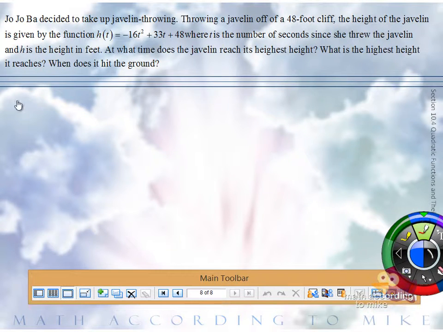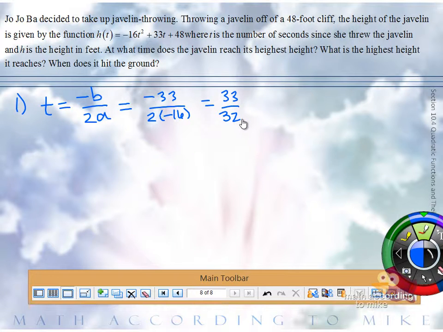Negative b over 2a. So for the first question, to find t, we're going to use the formula negative b over 2a. So we're going to have negative 33 over 2 times negative 16. Well, that's 33. Careful, the double negatives will make a positive. Is that okay? 33 over 32. If you want, a mixed fraction is okay here because this is a word problem. So 1 and 1/32 of a second. So in just over 1 second, the javelin reaches its highest height.